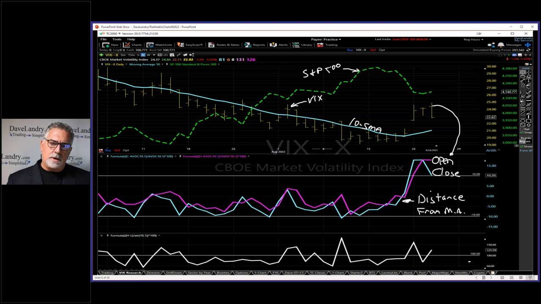Now, the reason I'm saying a multi-day facet is when it gets stretched and stays stretched, continue to look to play the long side of the market if it stretched to the upside, as I'll explain in a little more detail in a second, and then possibly play the short side of the market when it stretched to the downside over a period of days.